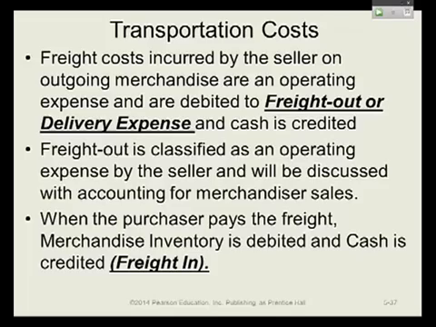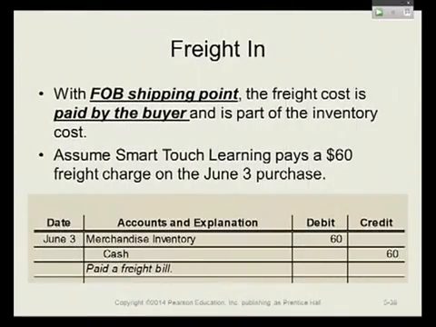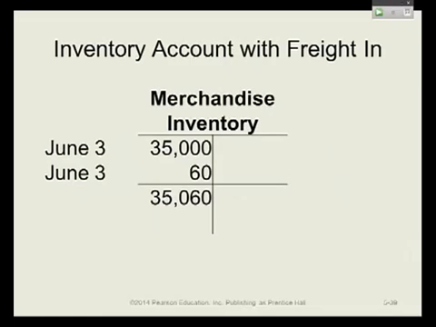In this case, I'm assuming that SmartTouch pays $60 to an outside shipping company. They debit the merchandise inventory and credit cash for $60. This is a perpetual system. Some of you may have had inventory accounting in high school courses, and sometimes they use a periodic system, and they might have an account called freight in. It's a separate account. In a perpetual system, it goes directly in the inventory. So the freight goes in the inventory account, and there's no change in the accounts payable.